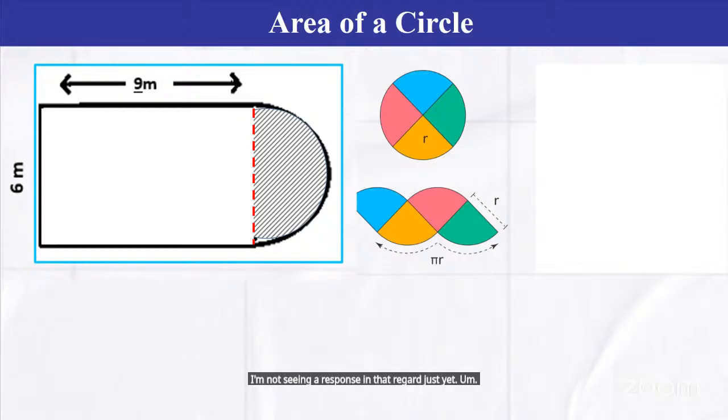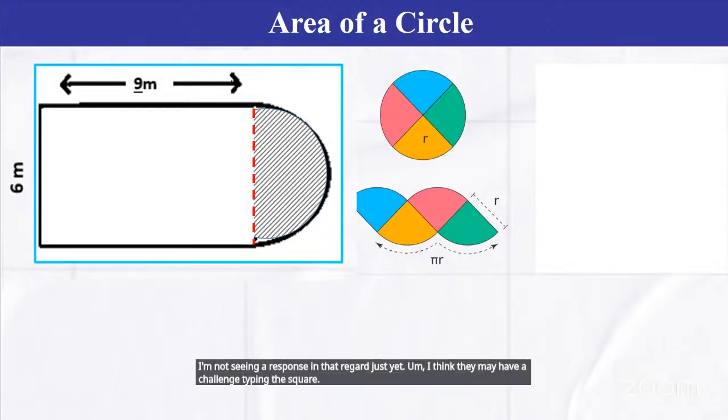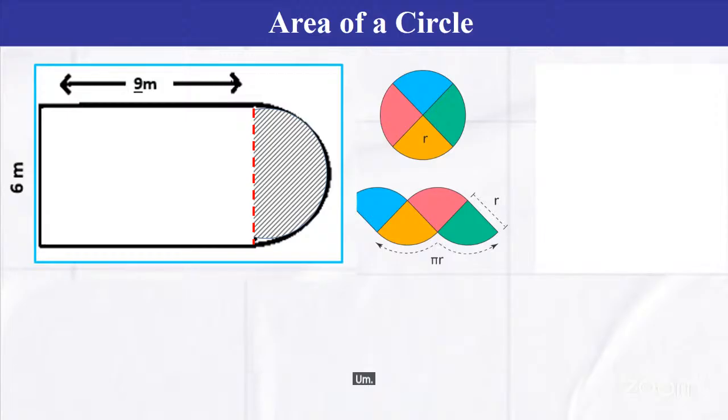I think they may have a challenge typing the square. But they're trying. They can write the word square. Okay, I'm seeing pi r. I'm seeing pi r squared. I'm seeing pi r square in words. Okay. So they're making an effort. And I'm seeing the representation in symbols coming out of Porus High School, pi r squared. And more persons are saying pi r squared. All right. Thank you so very much.